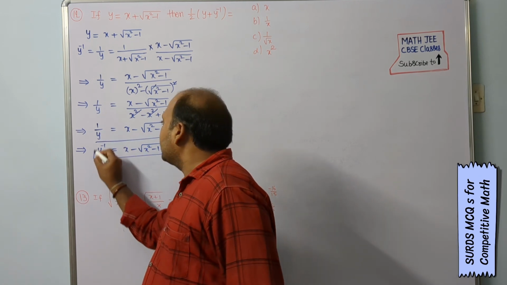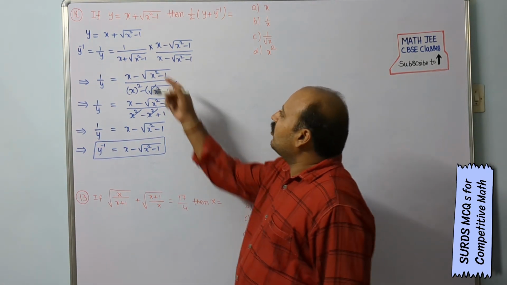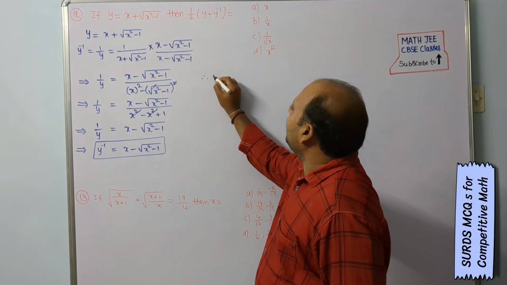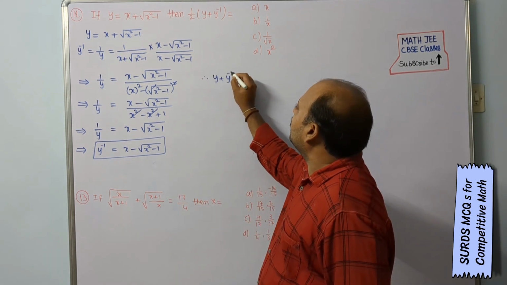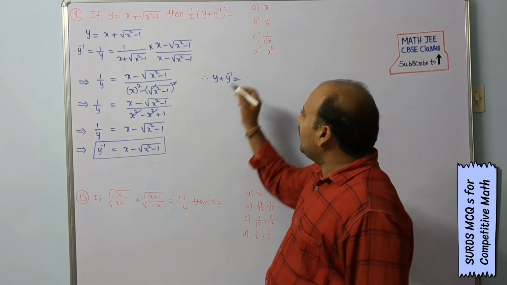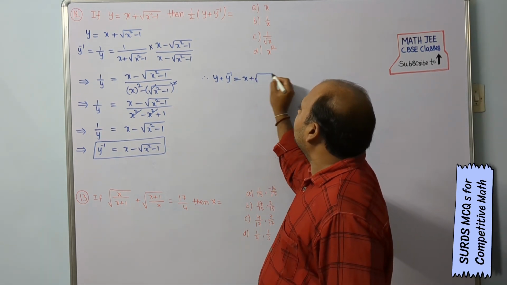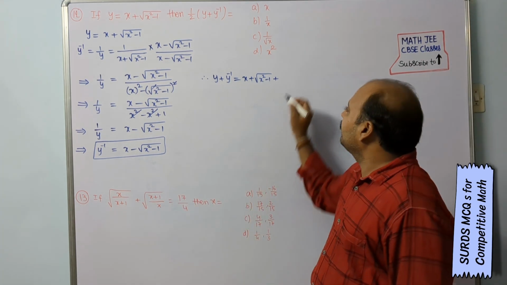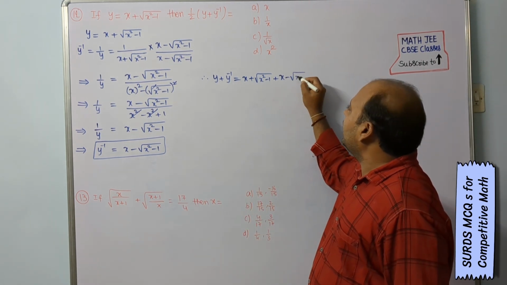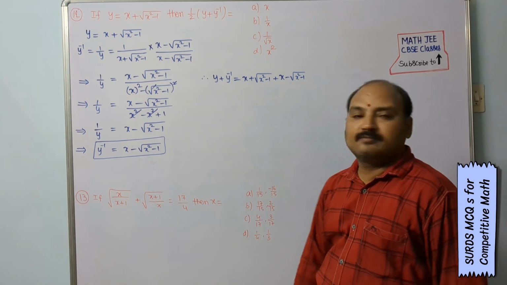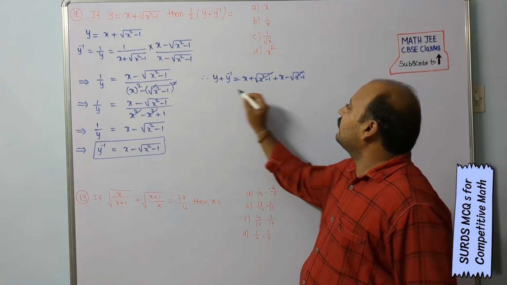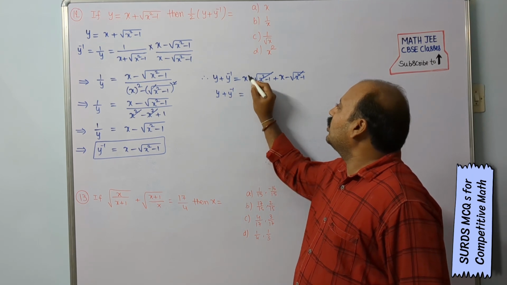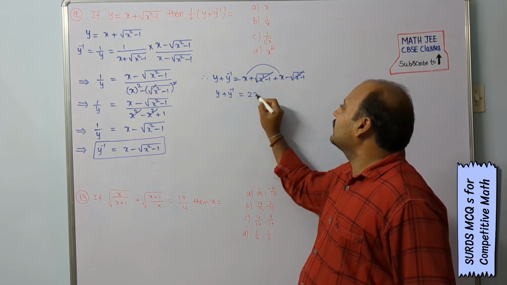So y power minus 1 value we got it. Y value is also there. Therefore, y plus y power minus 1 equal to, y value x plus root of x square minus 1 plus y power minus 1, x minus root over x square minus 1. So these two will be cancelled. Y plus y power minus 1 is equal to x plus x, 2x.